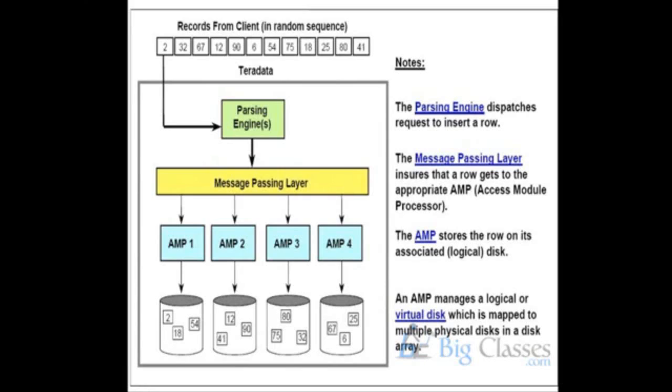The major components in a single node: a node consists of the parsing engine, the message passing layer, which is the BYNET, and the AMPs, and those are the physical disks. We say it's a VDisk, virtual disk. Virtual disks are actually in the same disk, they are partitions. A collection of physical disks we say as virtual disks.